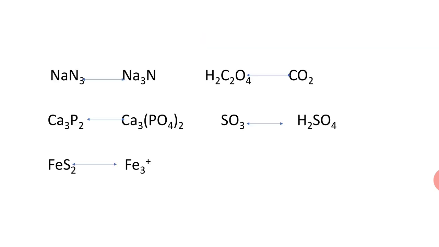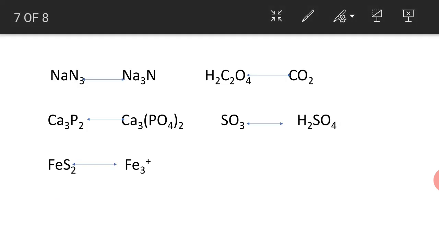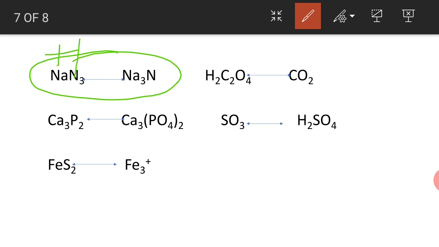Next, NaN3 to Na3N. Here we see that sodium has the oxidation state +1 and here also sodium has the oxidation state +1. So here the N factor will be 0. Why? Because there is no change in the oxidation state, and if there is no change in the oxidation state, from the formula the N factor will be 0.